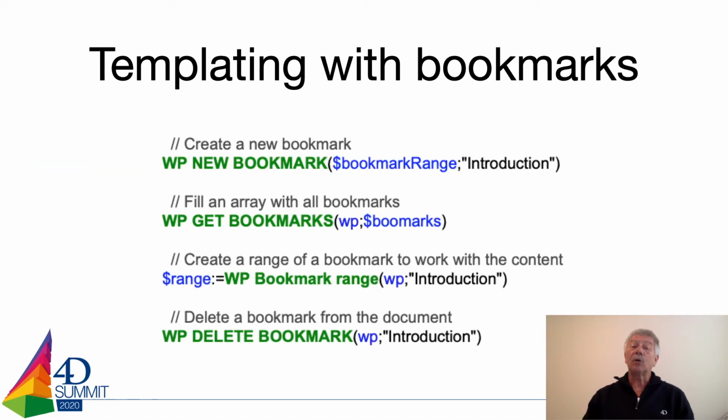There are only 4 commands you have to know to work with bookmarks. WP new bookmark, create a new bookmark. WP get bookmarks, get a list of all bookmarks in your document. Or WP bookmark range, create a range from a bookmark to style it or to use it as a template for a new document, for example. And finally, delete bookmark to delete a bookmark if it is no more needed.